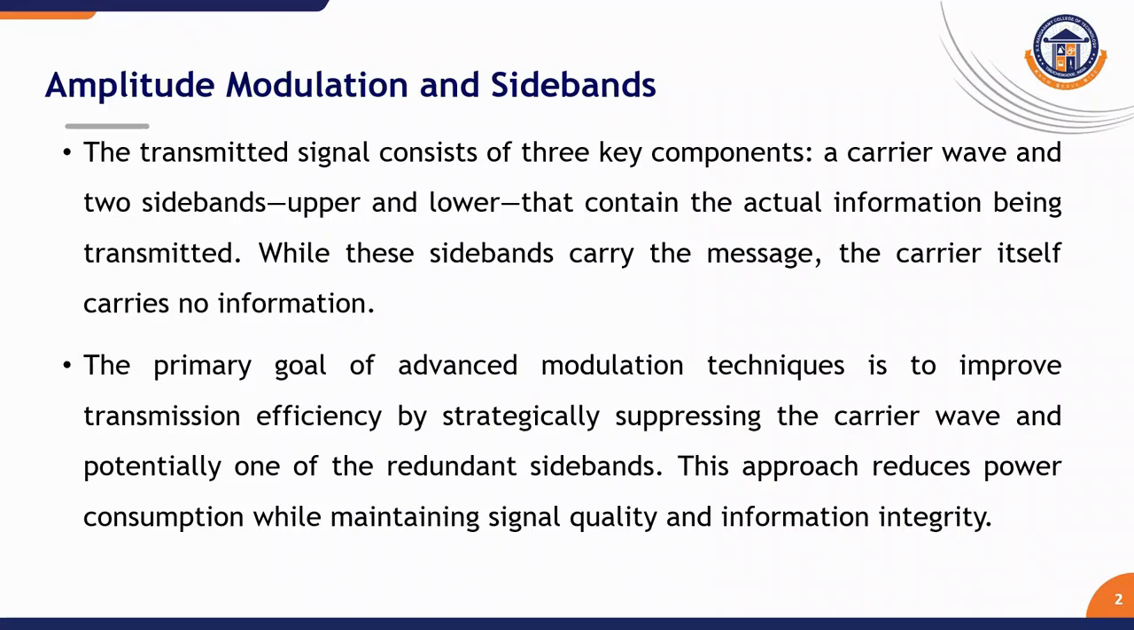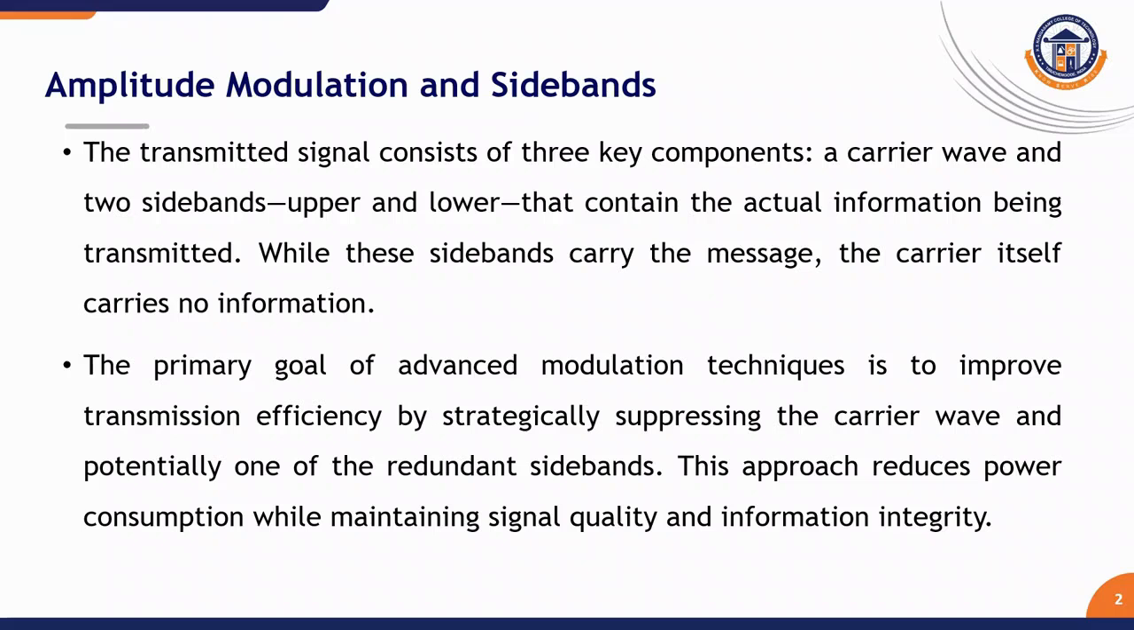A major drawback of the conventional AM system is that most of the transmitted power is wasted on the carrier, which carries no information. Nearly two-thirds of the total transmitted power is consumed by the carrier alone. So this results in a very poor power efficiency. Transmitting two identical sidebands leads to unnecessary bandwidth usage. These limitations make AM unsuitable for long distance transmission and power constrained communication systems.